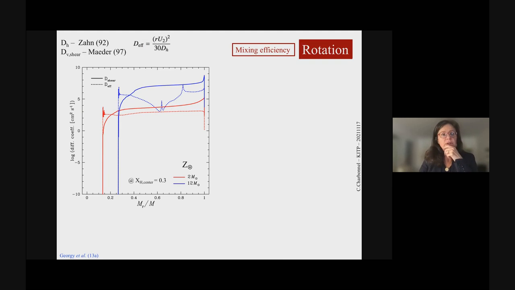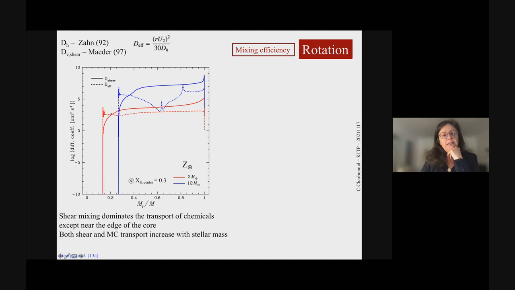Here I show you, because yesterday somebody was asking what the actual values of these shear and effective diffusion coefficients are, so I included this slide for this. This is for 2 different masses, 2 and 12 solar masses at solar metallicity. You have the shear here with a full line, and you see that except near the core, the shear mixing dominates the transport of chemicals, both in the 2 and the 12 solar masses. You can see also that both effects increase with increasing stellar mass.